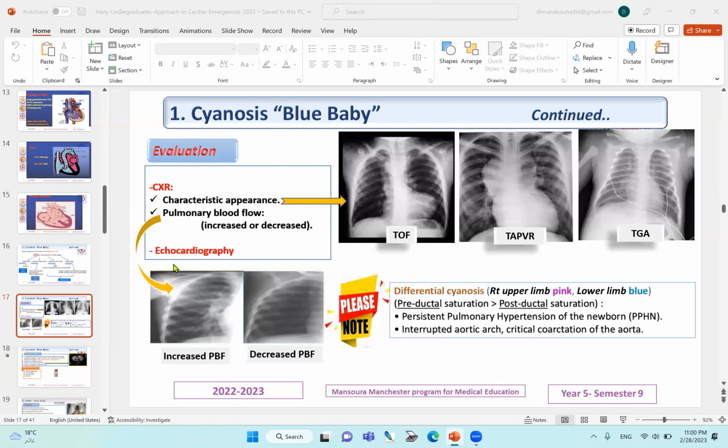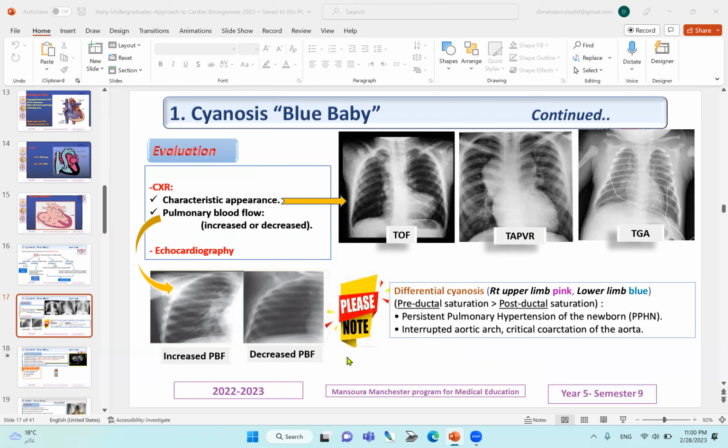A further evaluation of the cyanotic baby is by chest X-ray. Look at this X-ray. As we see here, there is increased pulmonary blood flow with increased pulmonary congestion. This is a cyanotic baby with decreased pulmonary blood flow. There may be a characteristic appearance on the X-ray, like the boot-shaped heart in tetralogy of Fallot, or the H-shaped or snowman shape in total anomalous pulmonary venous return, or the egg-on-a-string appearance in TGA, transposition of great arteries.